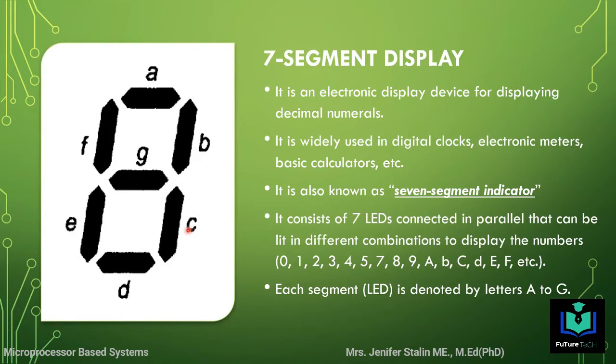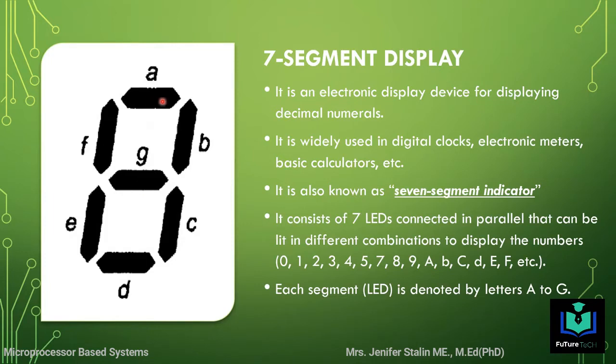It is widely used in digital clocks, electronic meters, and in very basic calculators. It is also known as 7-segment indicator. It consists of 7 LEDs. So these are the 7 LEDs. That means it contains 7 diodes which are connected in a manner to display some numerical and alphabetical characters. Each LED segment is denoted by the letters A to G.